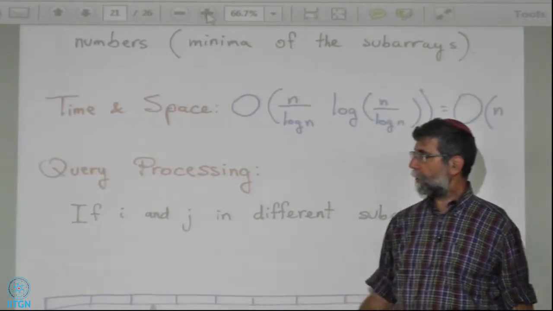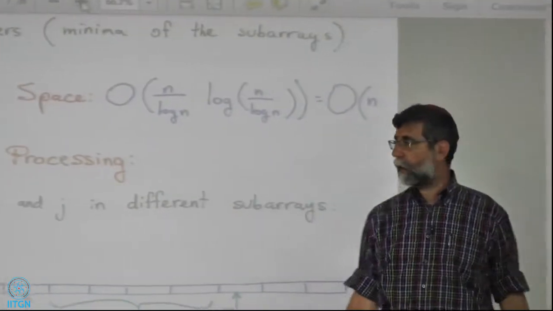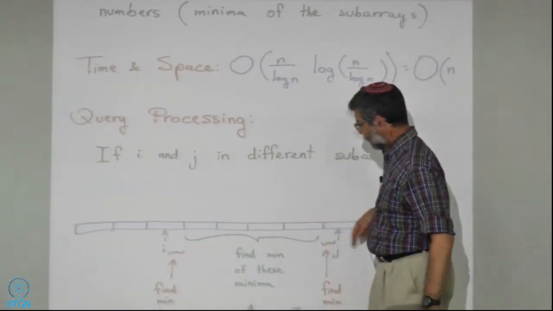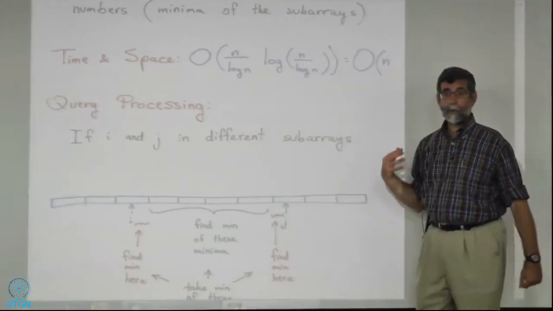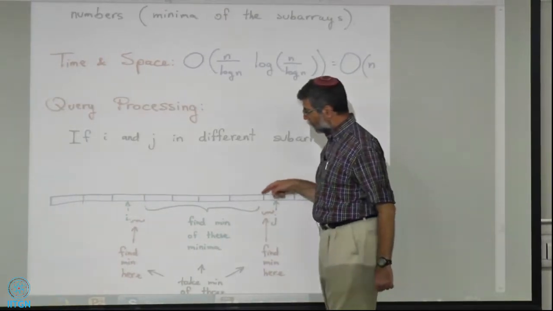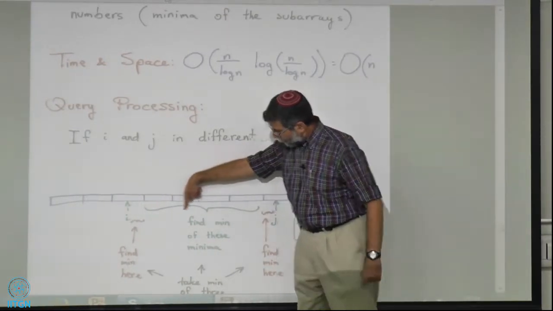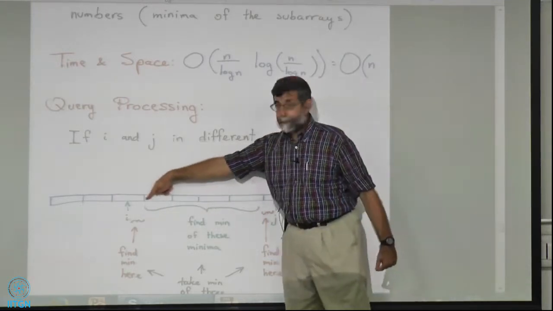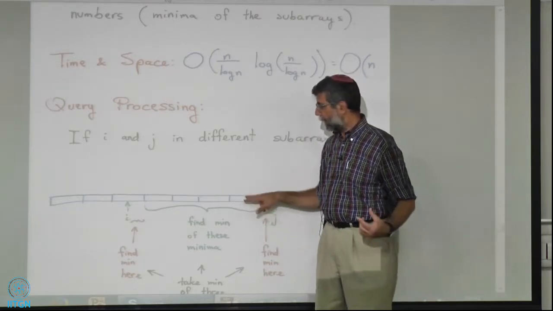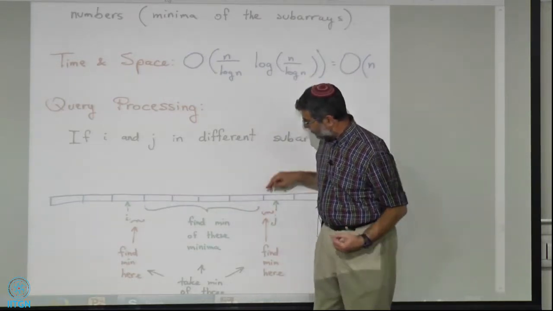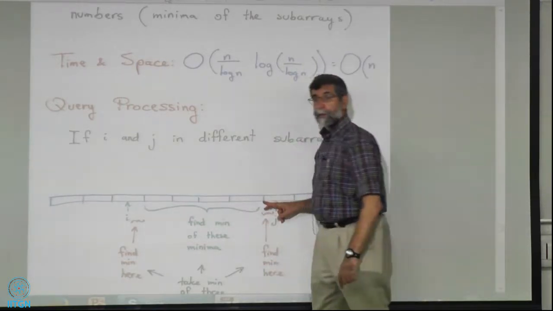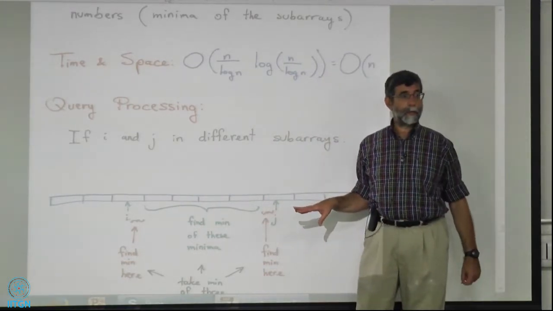I'm getting i and j. And so let's assume for the moment that here's i and here is j. And we want to know what is the minimum in this range. So let's do a range minimum query over all of these log n size substrings. We have these minima here. So the minimum of them is going to give us the minimum in this range. So that we can get in time O of 1.